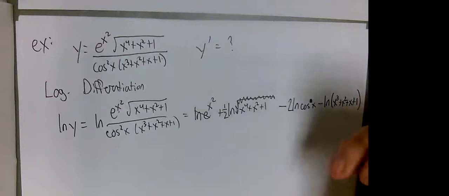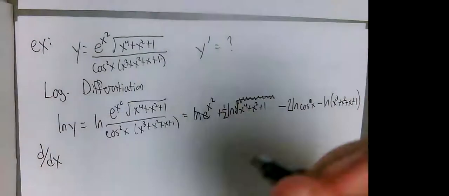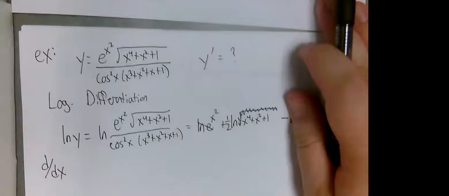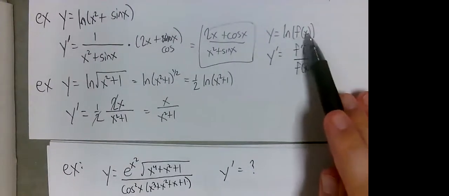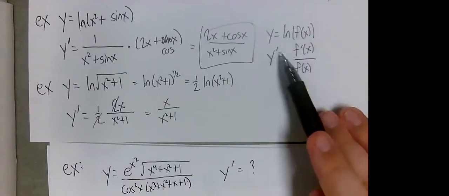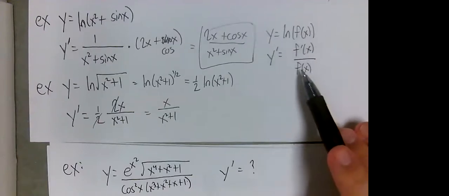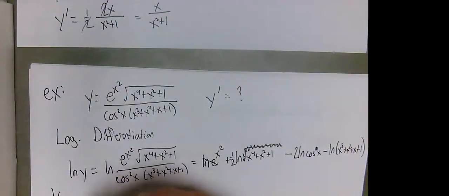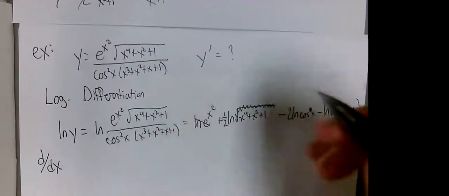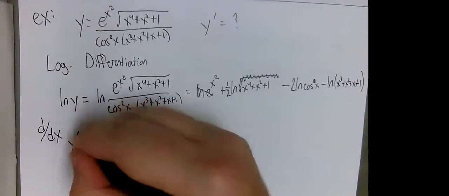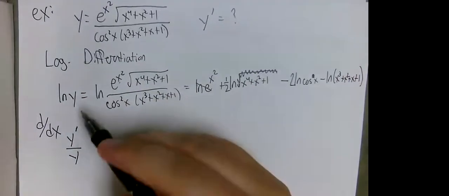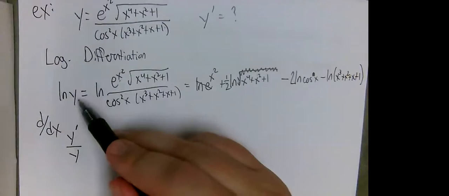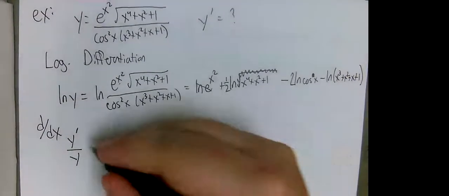Now I'm going to do the derivative of both sides. Now, I said that the derivative of log of something, I guess here I called it f of x, if I do the derivative of that, I have 1 over the original thing, and then its derivative on top. So if I do the derivative to all of this, I'm going to have y prime over y, because I'm doing the derivative of log of something. So it's 1 over that something times its derivative.